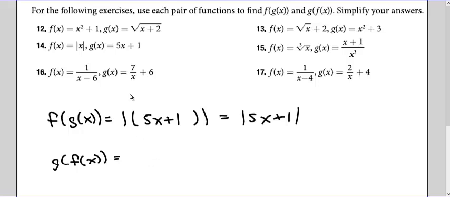And then we have g of f of x, so we have 5 times x plus 1, but x is the absolute value of x. So again, we don't really have to do much here. We just have to get rid of the parentheses. So we have 5 times the absolute value of x plus 1. So that's g of f of x.